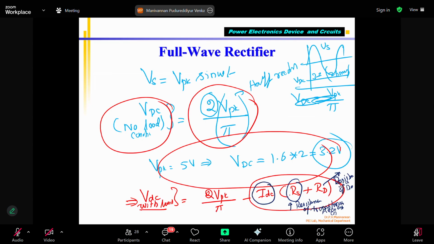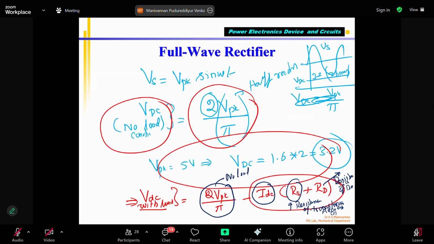IDC multiplied by RS plus RD will be subtracted from the no load condition. Correct? So some amount of power will be dissipated as heat across the coil and also across the diode. That will be negligible, we can find out what it is. If you know IDC, RS is known, RD is known, and then you can compute and subtract from the no load condition. This is the no load voltage of the full wave rectifier, and you can see that it is twice the amount of the half wave rectifier. That is the advantage. So 3.2 volts you will get.